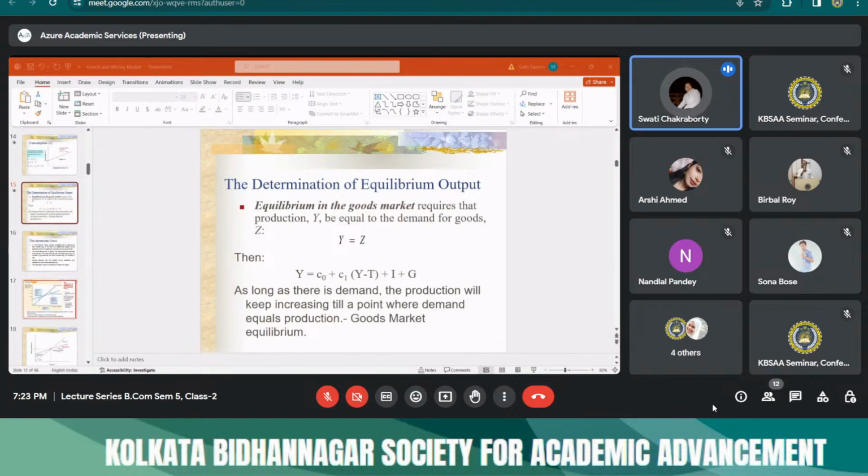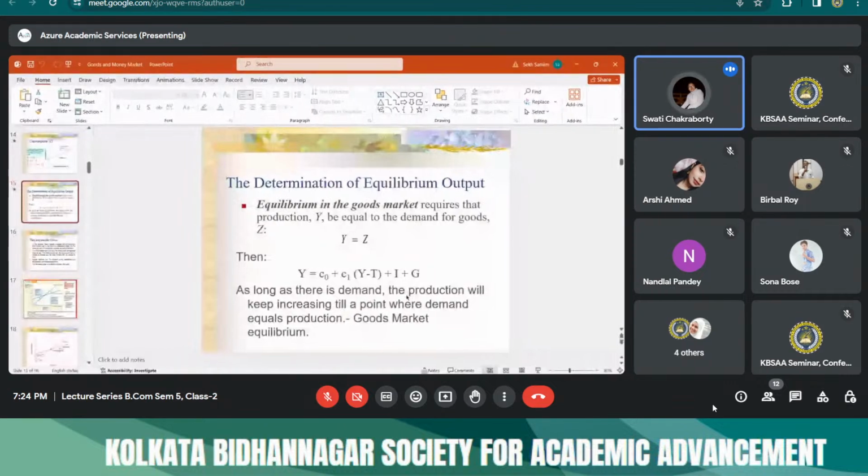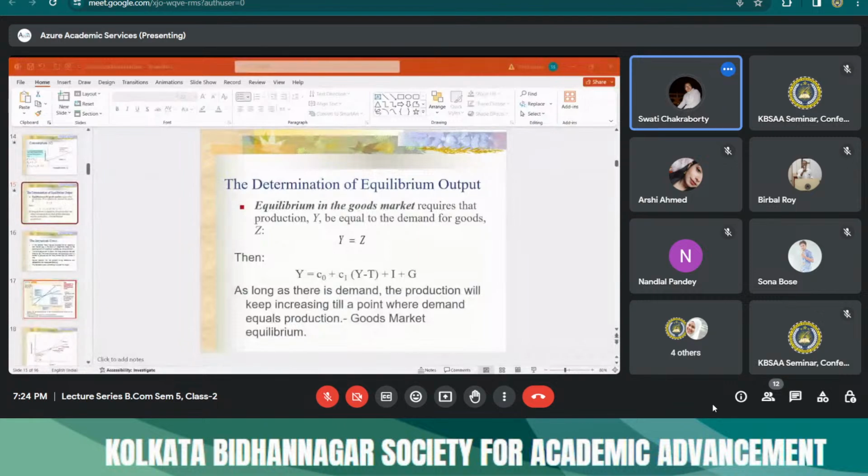Z means the total demand, which is the consumption, that is C0 plus C1 as a function of Y minus T, disposable income, meaning gross income minus tax, plus I, that is private investment, plus G, that is government expenditure. As I said, as long as there is demand, production will keep on increasing till the point where demand equals production. That's the goods market equilibrium condition. Okay, next slide, please.